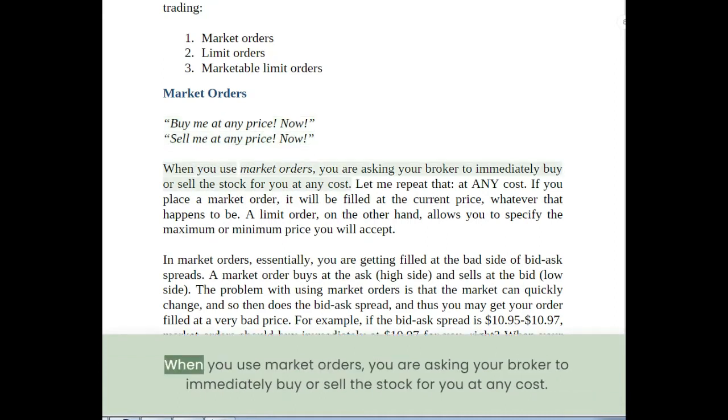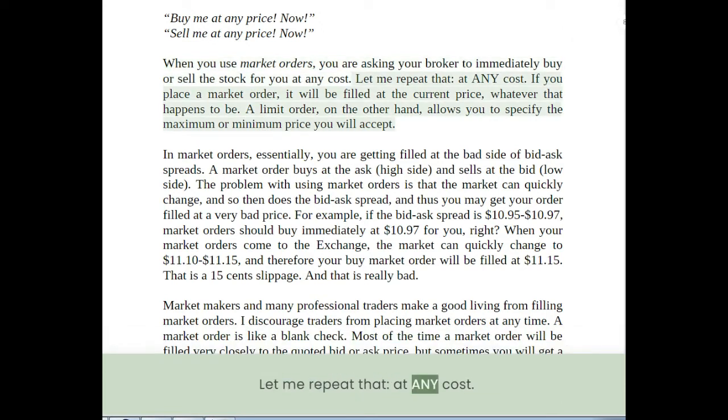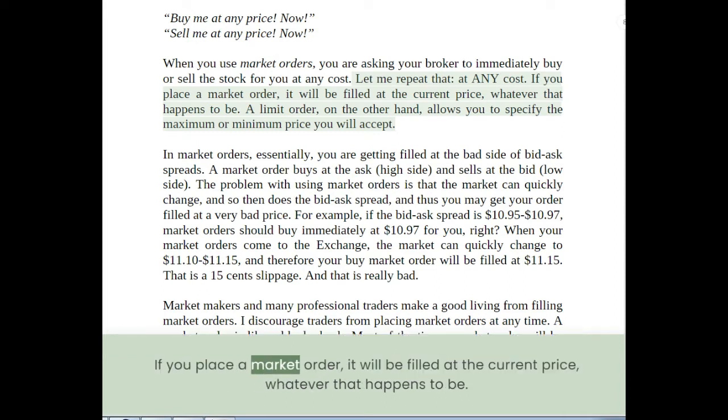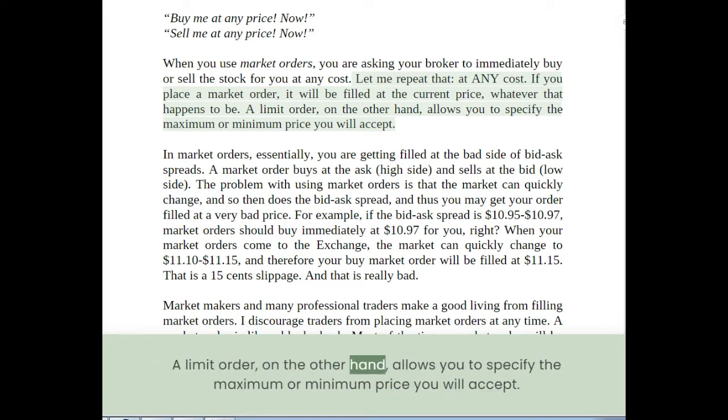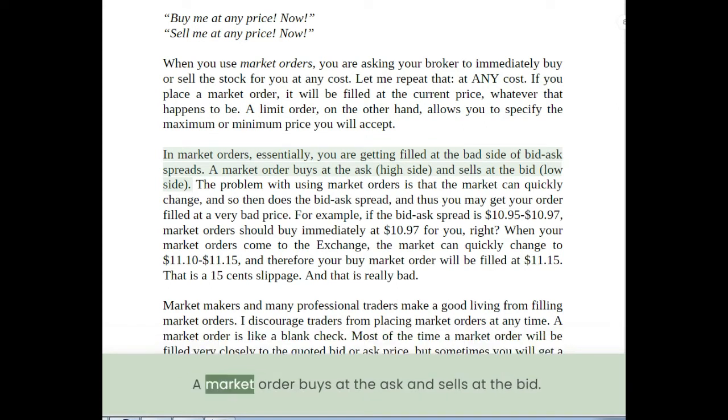When you use market orders, you are asking your broker to immediately buy or sell the stock for you at any cost. Let me repeat that, at any cost. If you place a market order, it will be filled at the current price, whatever that happens to be. A limit order, on the other hand, allows you to specify the maximum or minimum price you will accept. In market orders, essentially, you are getting filled at the bad side of bid-ask spreads. A market order buys at the ask and sells at the bid.